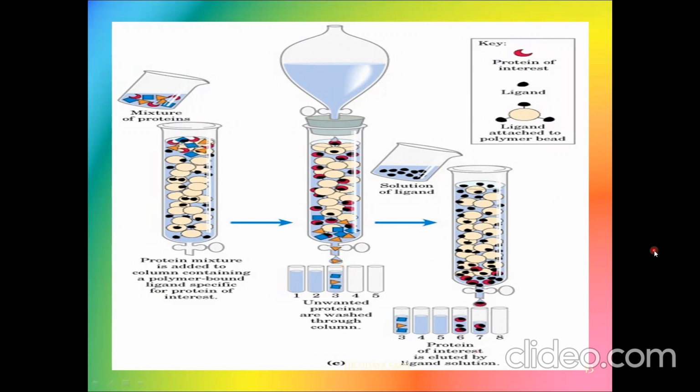So in chromatography, we need a stationary phase and a mobile phase. The methods of chromatography are adsorption chromatography, partition chromatography, size exclusion chromatography, high pressure liquid chromatography, and affinity chromatography. Thank you.